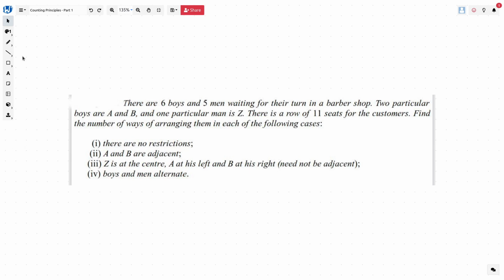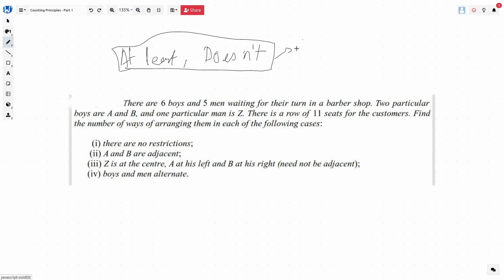I have given you some examples: when you see the words "at least" or "does not," you are going to use the complement method. Now when we say arranging them, we are going to use the multiplication method, right? So there we have 11 seats again, 1, 2, 3, 4, 5, 6, 7, 8, 9, 10, 11.